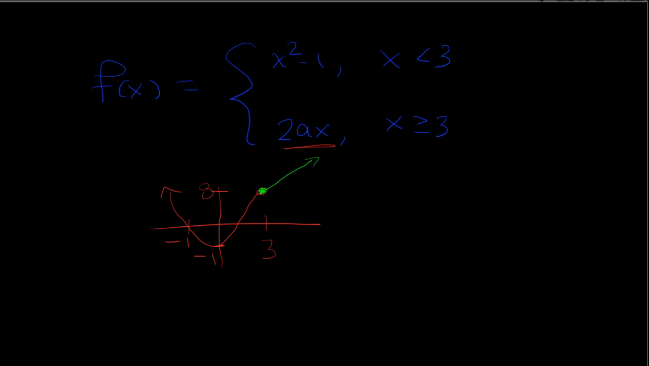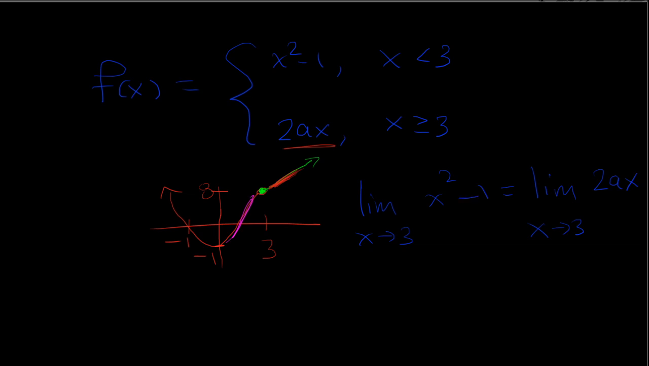So that means that the left-hand limit, as we're approaching 3 from the left, from x squared minus 1, that limit has to be the same as approaching 2ax from the right at x equals 3. So what we want to do is we want the limit as x approaches 3 of x squared minus 1 to equal the limit as x approaches 3 of 2ax.